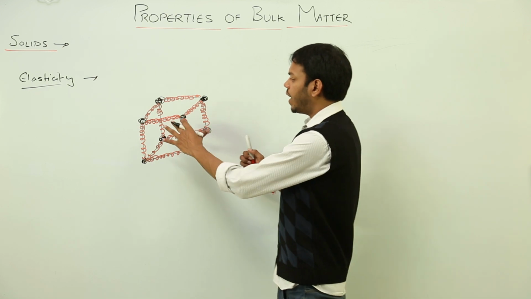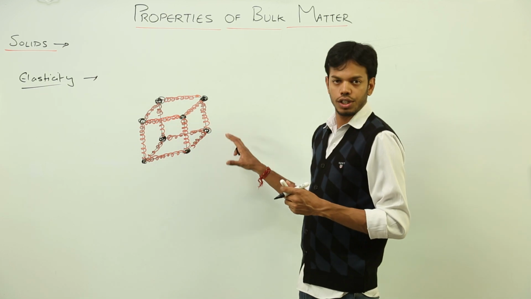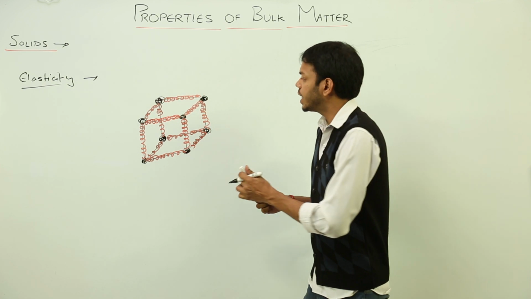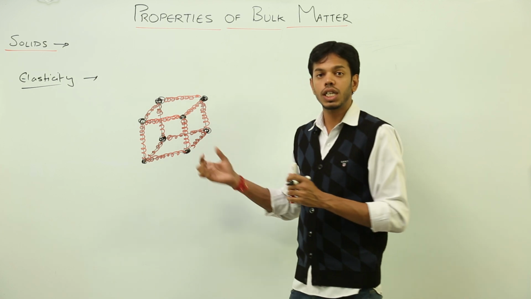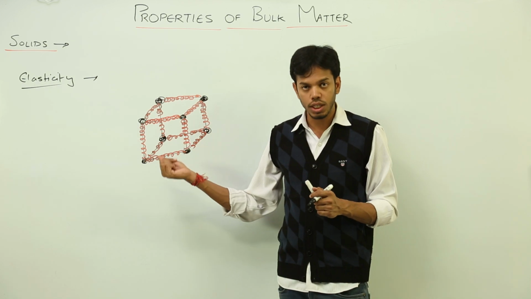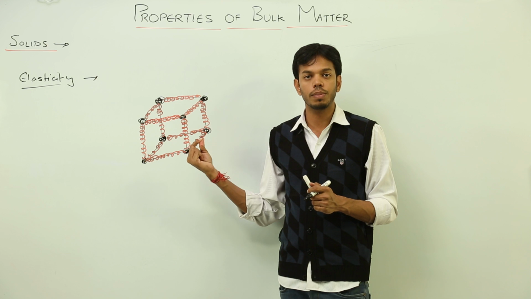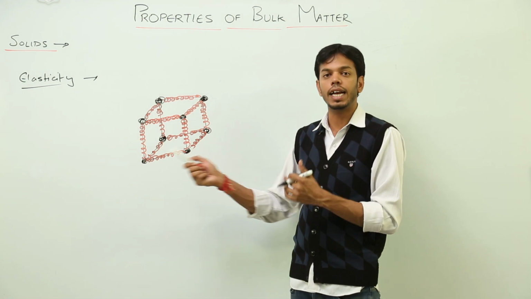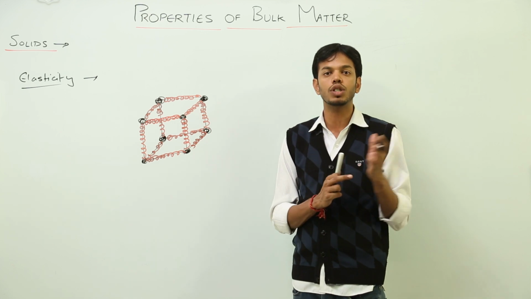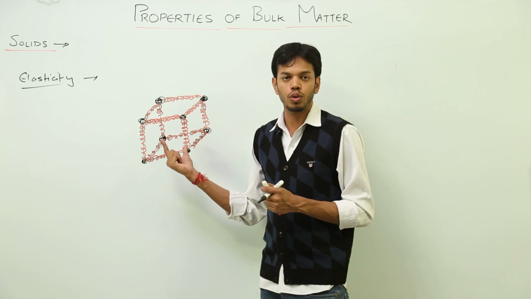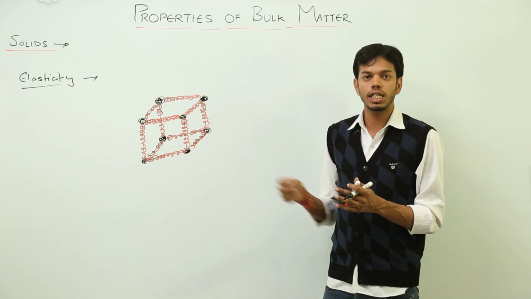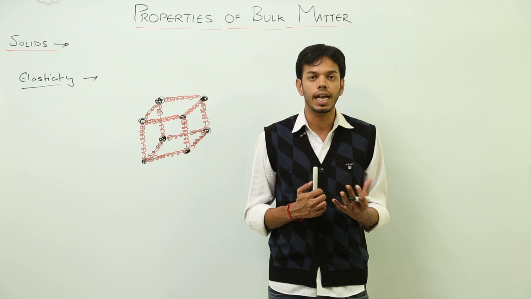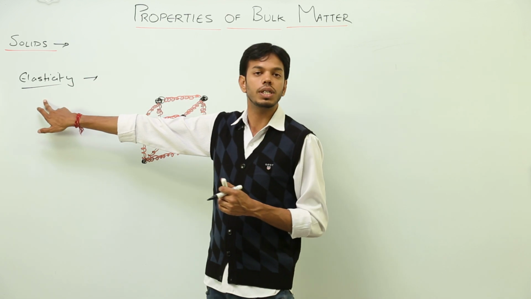Now if I try to deform this solid structure, if I press it or stretch it, these spring-type structures, which are right now representing the bonds of interaction between the solid atoms and molecules, will try to regain the actual position of atoms and molecules as it was initially. So the whole process is inclined towards one thing: the solid is trying to regain its original shape and size. This is what this term means.